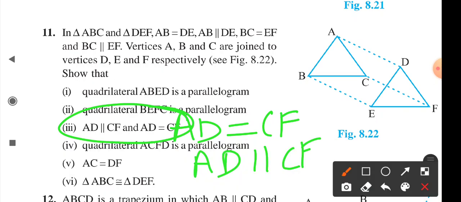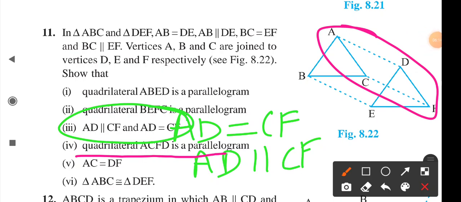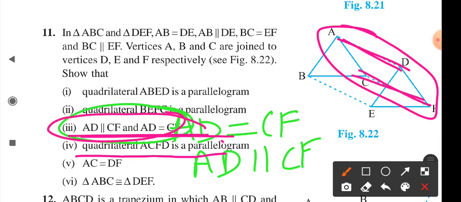In the next part, you can see that the quadrilateral ACFD is a parallelogram. Yes, this is the ACFD. This is the upper one. As in the third part, you can see that AD is equal to CF and AD is parallel to CF. So you can directly write that from the third part, ACFD is a parallelogram. You can write it directly.